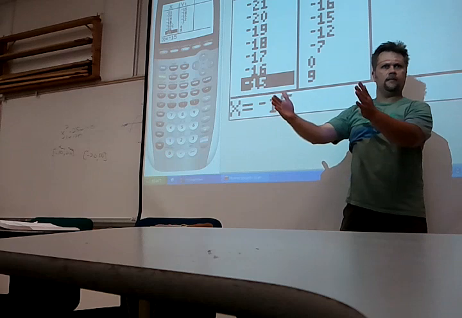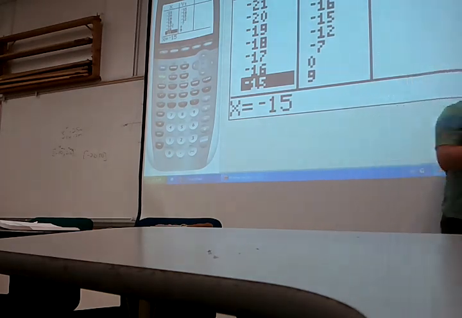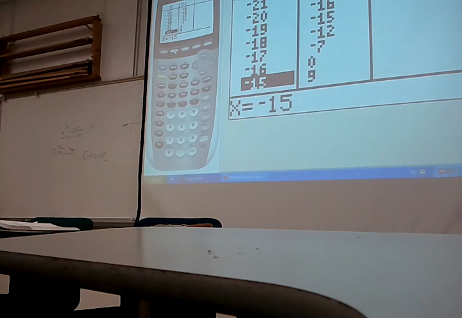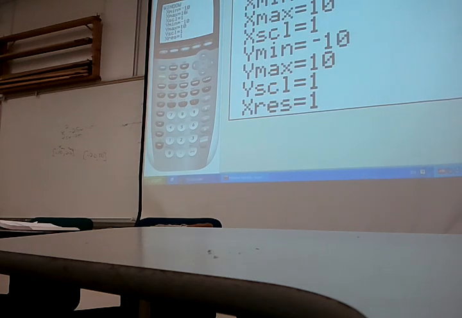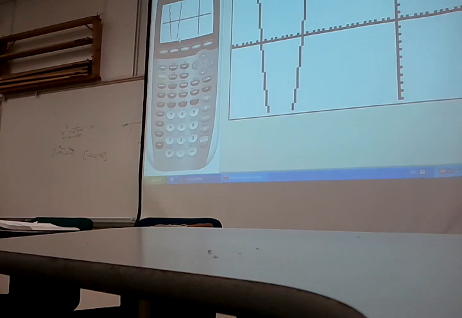So I want to make x min maybe all the way down to negative 30, let's say. So if I go to window, make x min negative 30, graph, now I'm seeing far enough down that I can see both intercepts, right? Because from the table I saw that they were in the larger negative region, so I want to be able to see that region on my graph, right?